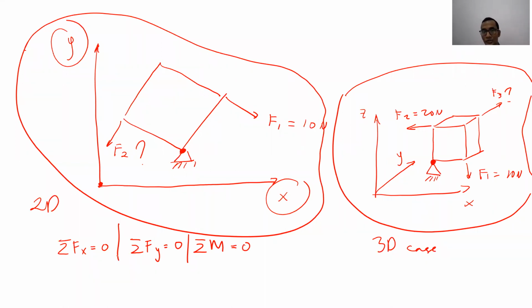We only use three equations, but in the 3D case, it's more complex. Why? Because we have three axes. So because we have three axes, of course, for the force equilibrium, we have three as well. Sigma Fx equal to 0. Then we have sigma Fy equal to 0.